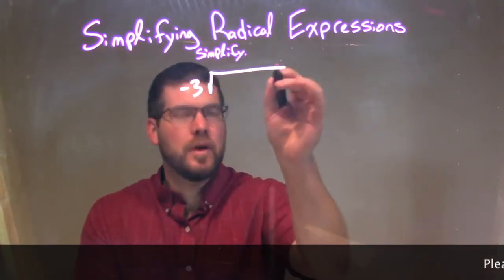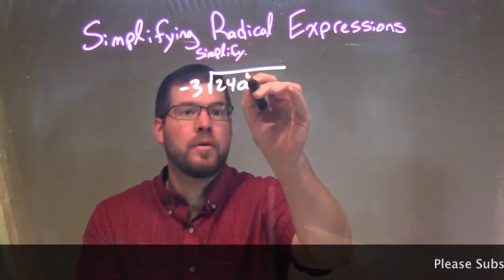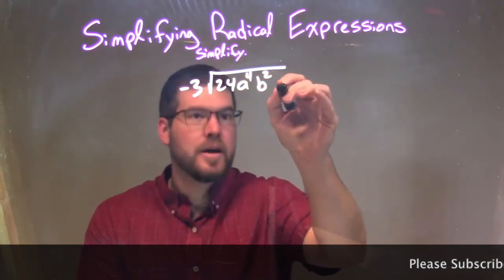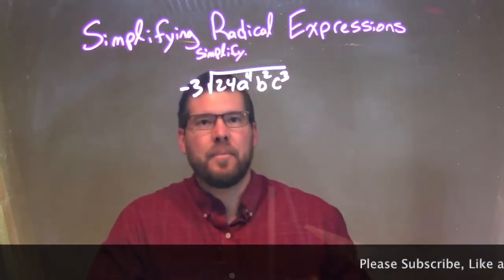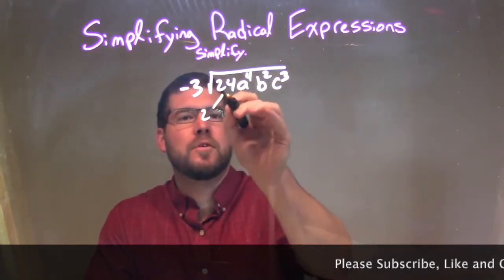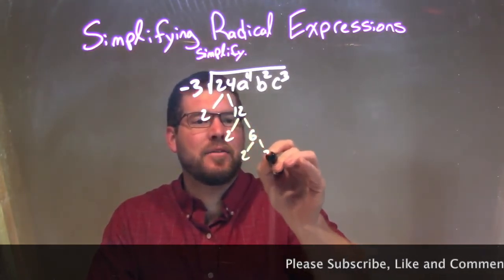Negative 3 times the square root of 24a to the 4th b squared times c to the 3rd. Well, let's go break this down. 24 breaks down to be 2 and 12. 12 breaks down to be 2 and 6, and 6 is 2 and 3.